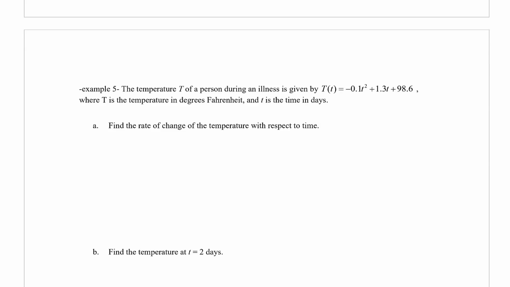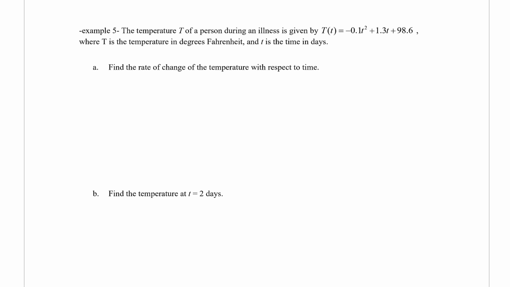Example number 5. The temperature T of a person during an illness is given by T(t) equals negative 0.1 t squared plus 1.3 t plus 98.6, where T, capital T, is the temperature in degrees Fahrenheit and lowercase t is the time in days. A, find the rate of change of the temperature with respect to time. So I just want to repeat here that temperature T is represented with an uppercase T and the time in days is represented with a lowercase t.